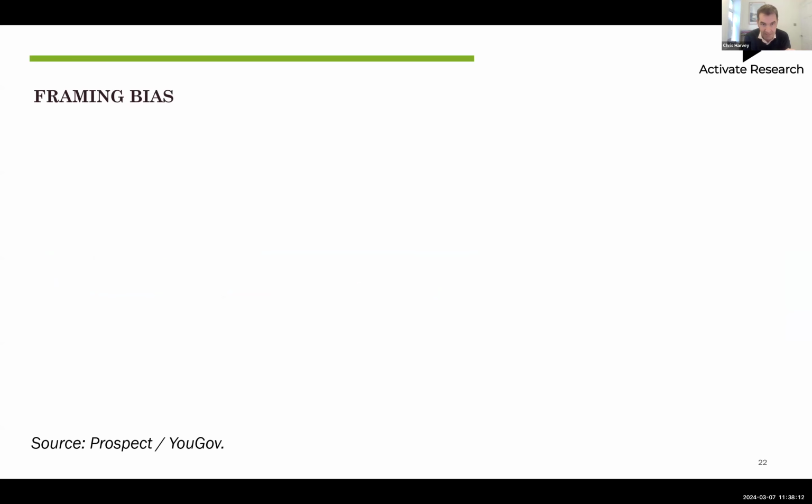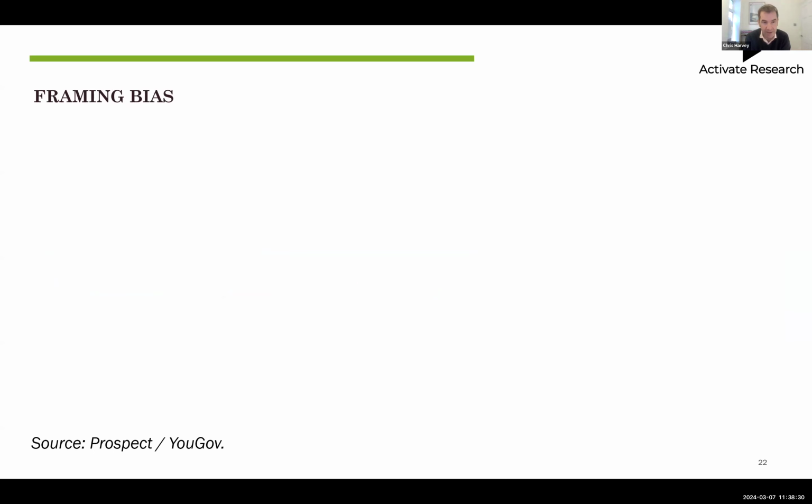So one particular bias which people are not necessarily always very aware of is something called the framing bias. The framing bias describes how the way information is presented to us can have a very significant impact on the way we make judgments and behave off the back of it.